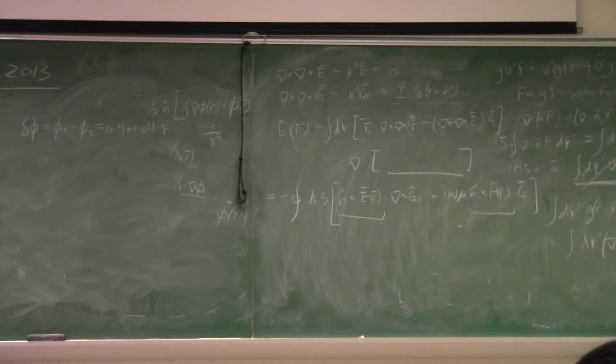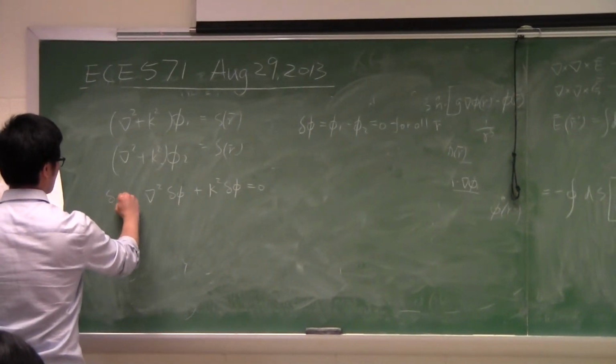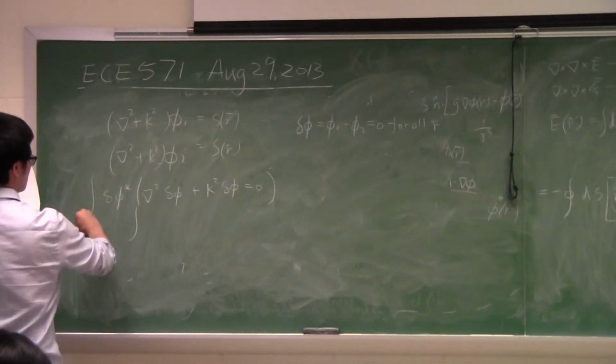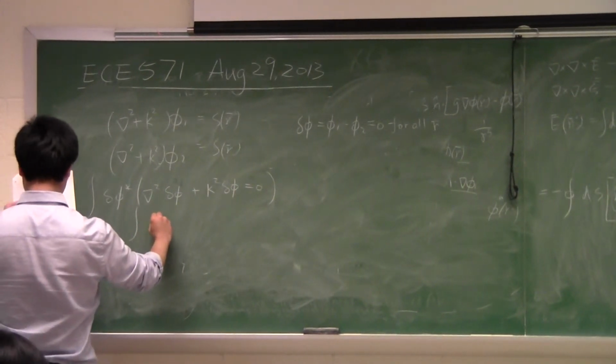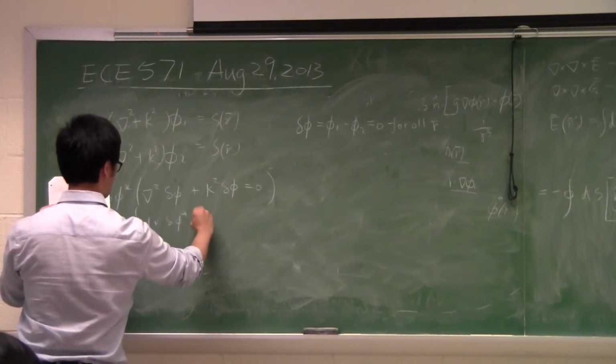So again, we can do the subtraction, then we can find that plus k squared equal to 0. And then we will do the volume integral. If we dot this with delta phi, and then do the integration, we can have dv delta phi that's conjugate.